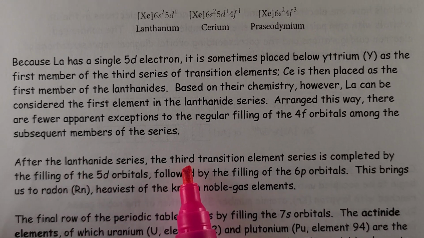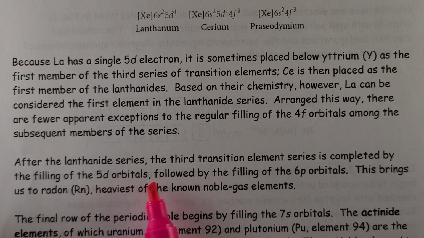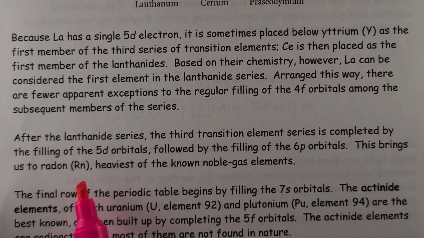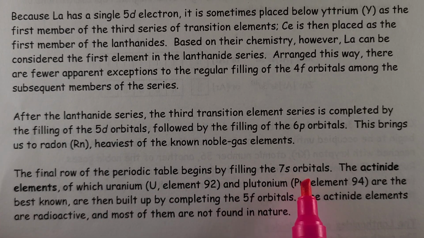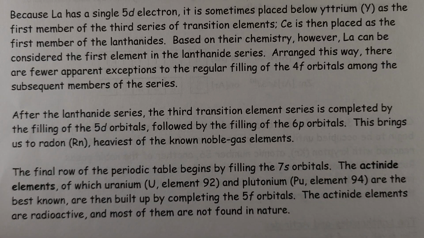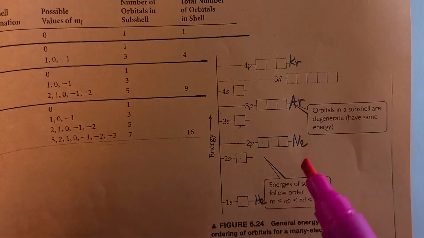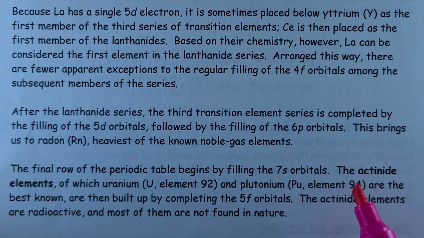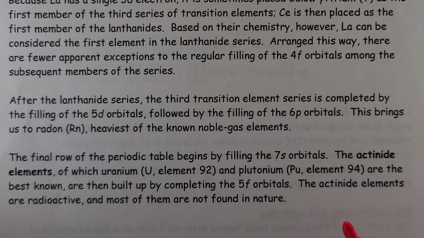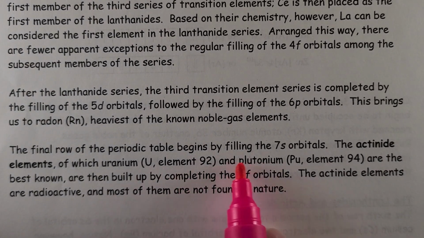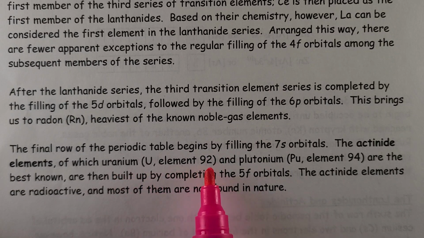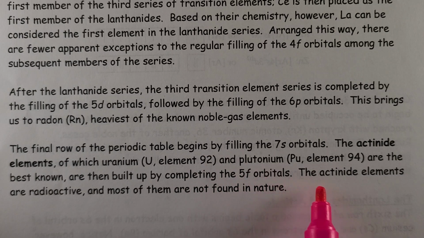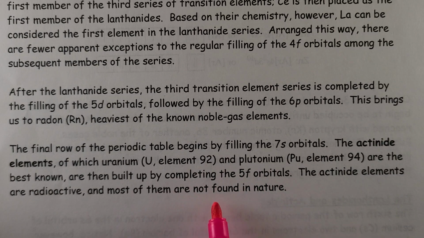After the lanthanide series, the third transition series is completed by filling the d orbitals. This brings us to radon, the heaviest known of the noble gases. The final row of the periodic table begins filling with the 7s orbitals. And again, I didn't even include that with this. In this section, we're just going to look at these. And then 1.3 will kind of tie all of this together. And then this just refers to the bottom F row, the actinide elements, which have uranium in there, plutonium, and then we complete the 5f orbital region. The actinide elements are radioactive and for the most part are not found in nature.